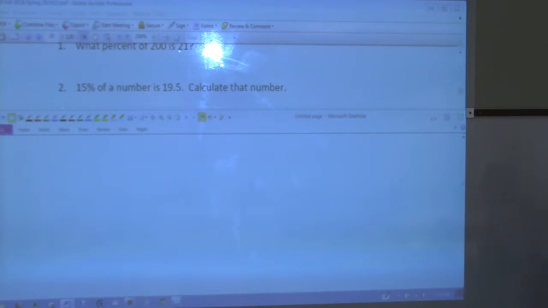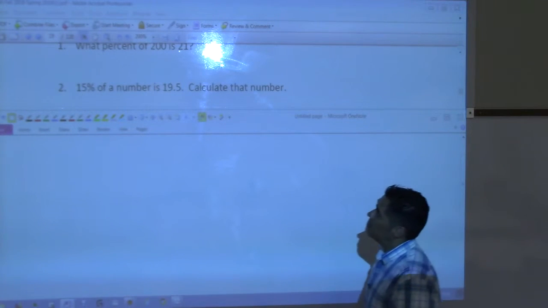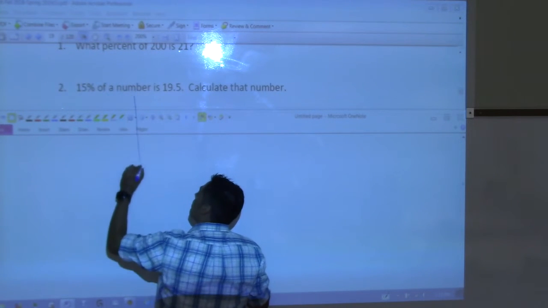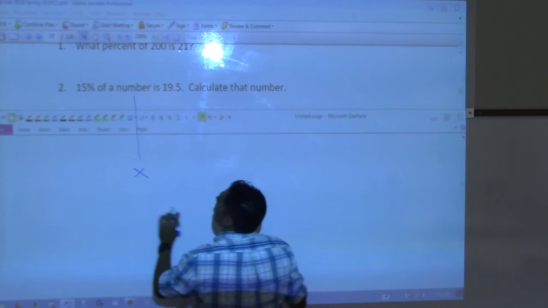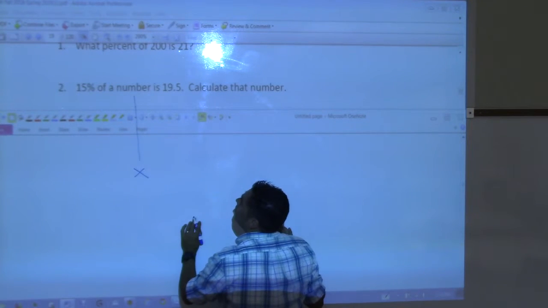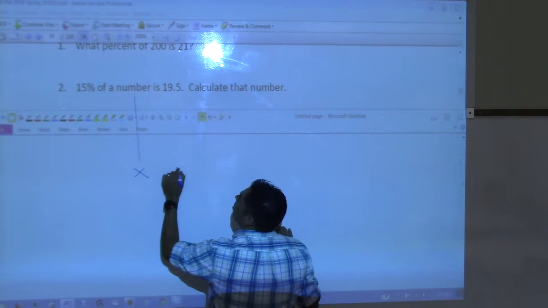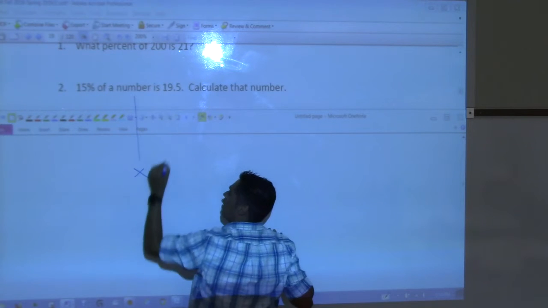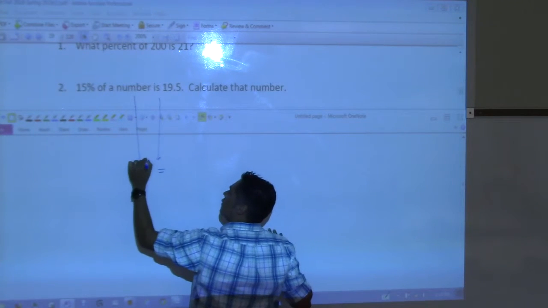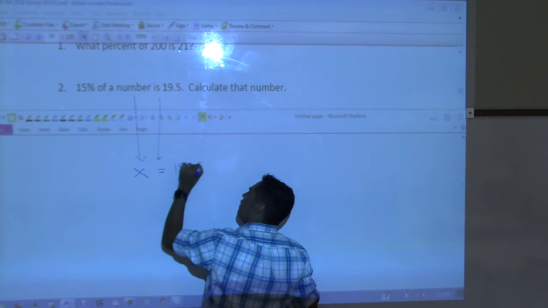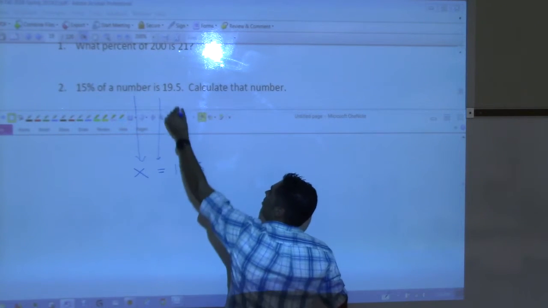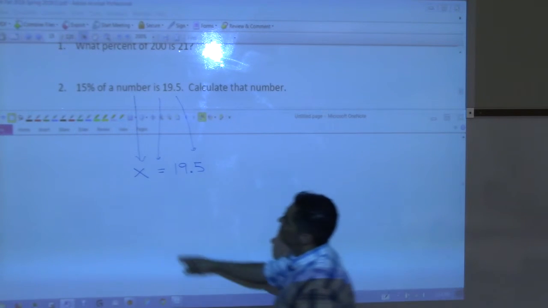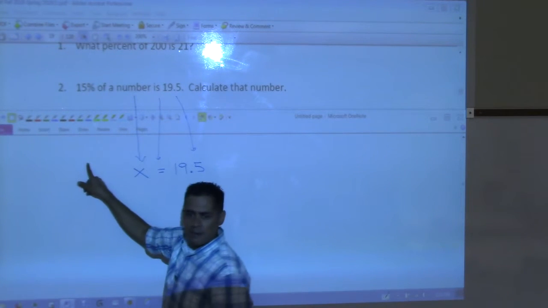Not too sure, but wouldn't x be the number? Yes, so the number right here is going to be x, all right? So let's go with that. The number we're looking for is x. Kind of doing the opposite from the other one. 19.5 would be the sum for the B. What is this going to be for us? Equal. So I need equals here, right? And then your 19.5, right? And then 15%, right? 15% is going to be here.